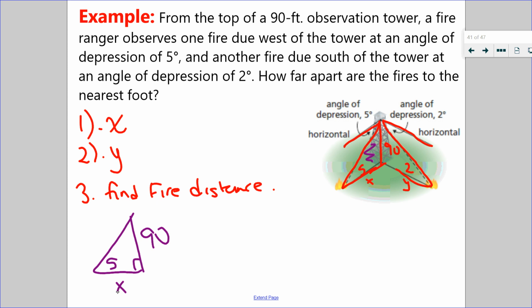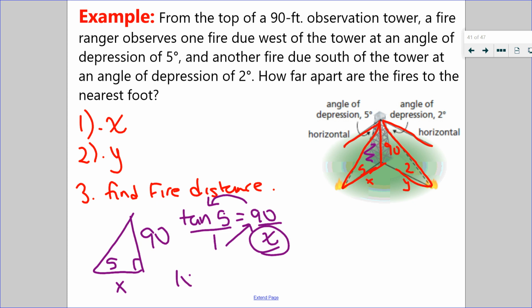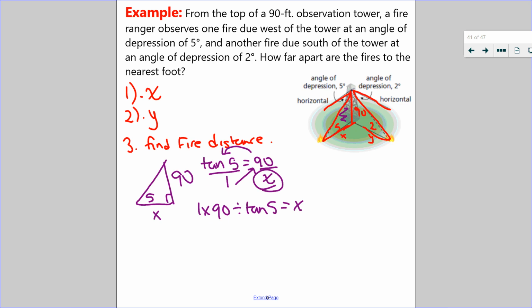So I'm going to do tangent of 5 degrees is opposite over adjacent. Put that over 1. I'm going to cross multiply and divide. Now this might be a case where we do want to use that store function that I just showed you. So I'm going to do 1 times 90 divided by tan of 5, and that will give me my x value. So let's go ahead and do that on our calculators.